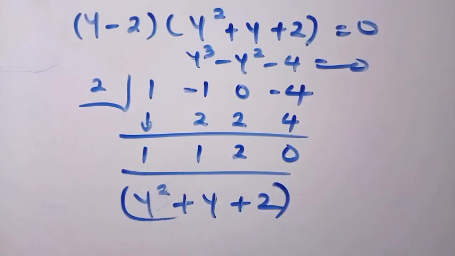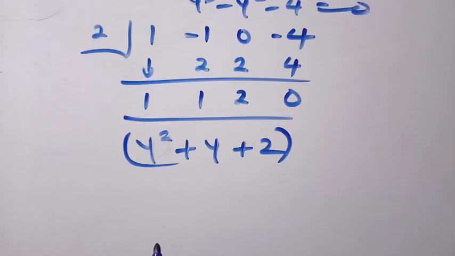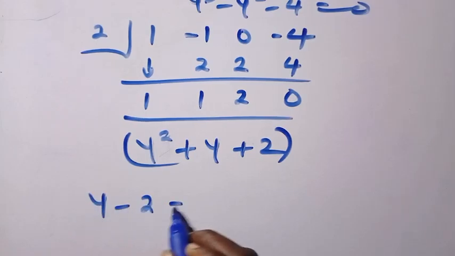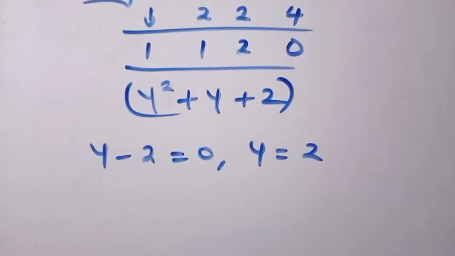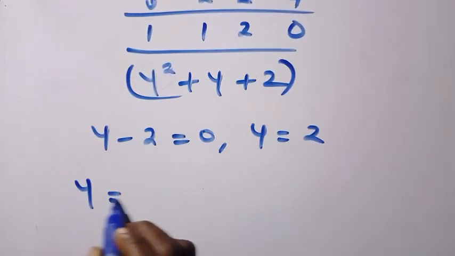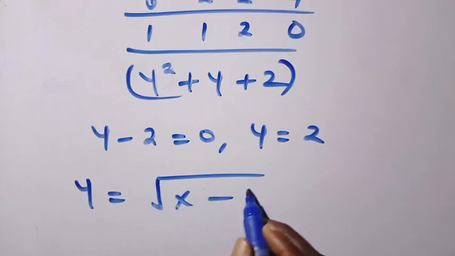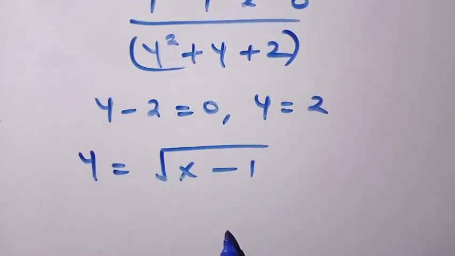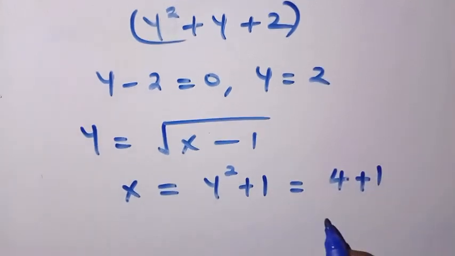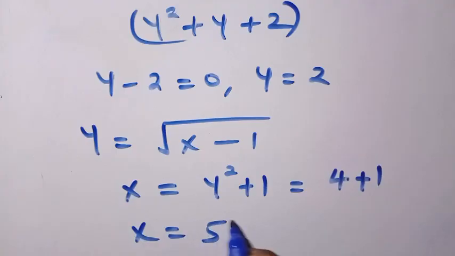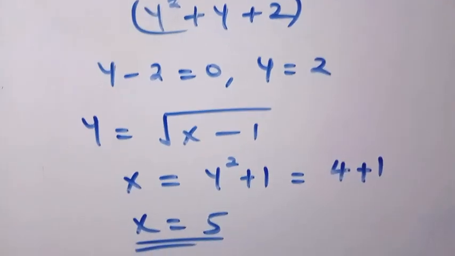This is what we have, and we only need the real solutions, not the complex solutions. So we have y minus 2 equals 0 and y here equals 2. If y equals 2, then we come back to where we let y equal the square root of x minus 1. From here we get x equals y squared plus 1. So the value is 4 plus 1, and that gives x equals 5. x equals 5 is the real solution to this.